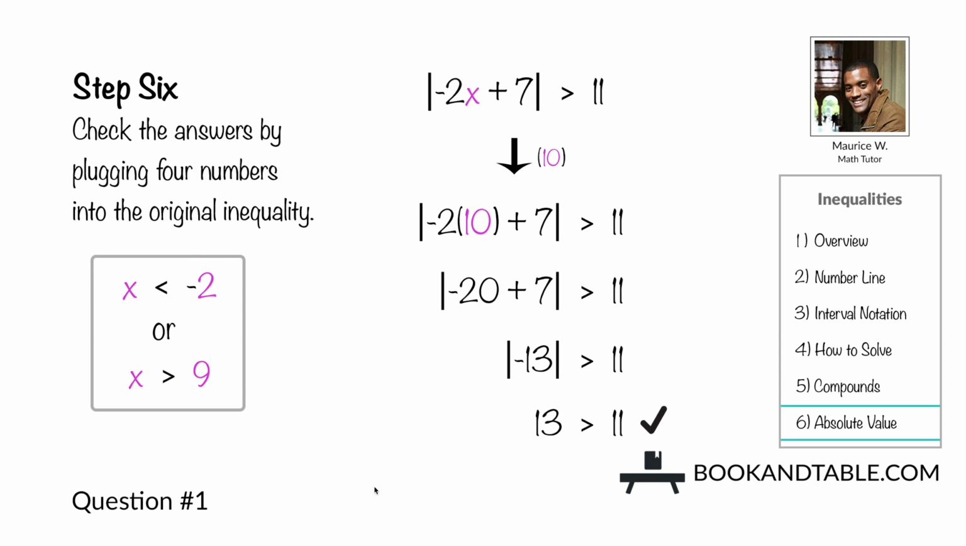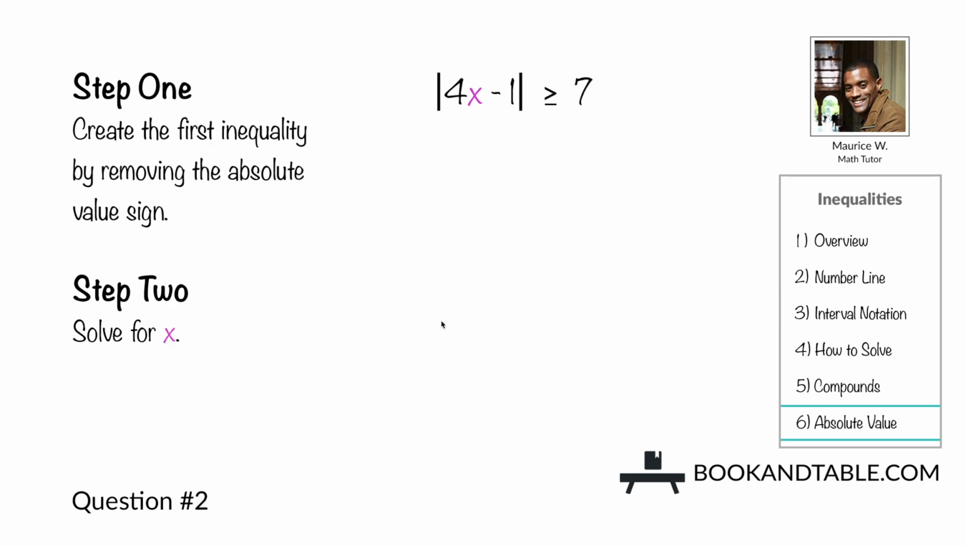Let's now have a look at question number 2. We were given the absolute value of 4x minus 1 is greater than or equal to positive 7. So step 1, create the first inequality by removing the absolute value sign, giving us 4x minus 1 is greater than or equal to 7. And now we can solve for x.